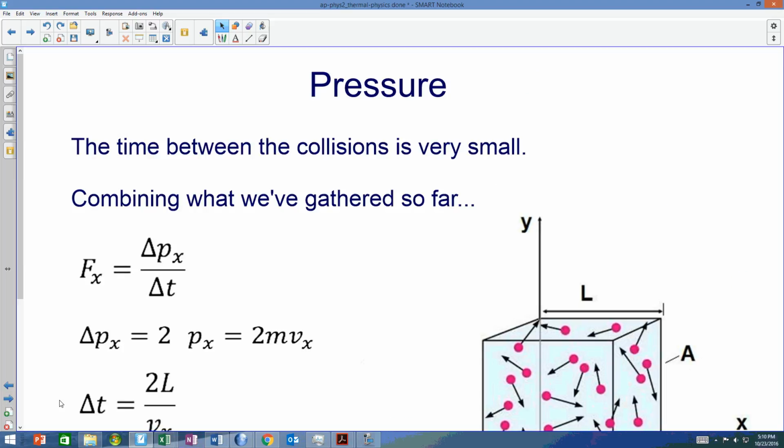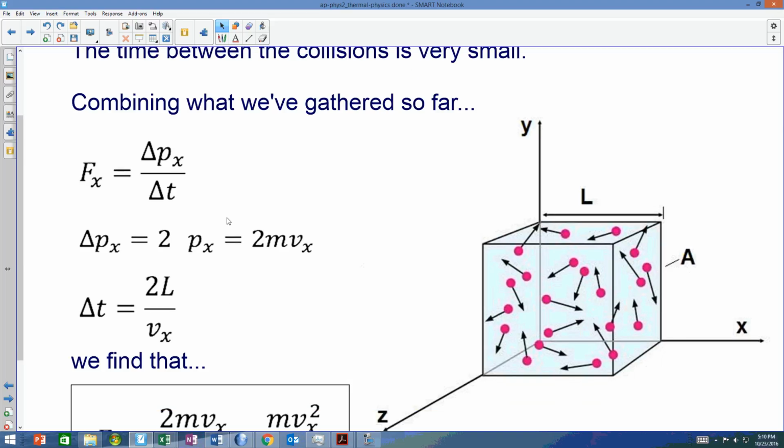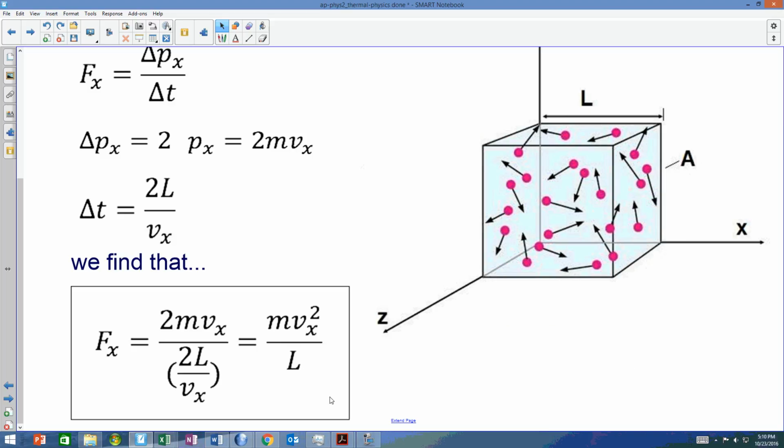The time between the collisions is going to be very small. Combining what we've gathered so far, remember we know that delta F sub x is equal to delta Px over delta t. Delta Px is going to be equal to 2Px, which is equal to 2mV sub x. And we know that delta t is going to be equal to 2L over V sub x. If we substitute in the 2mV sub x for delta Px, and the 2L over Vx for delta t, we end up with mV sub x squared divided by L.